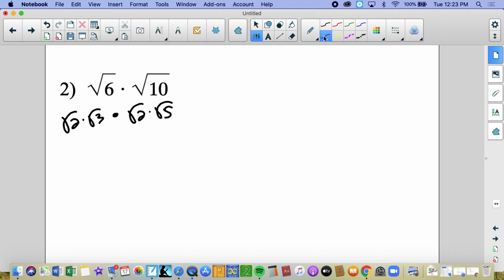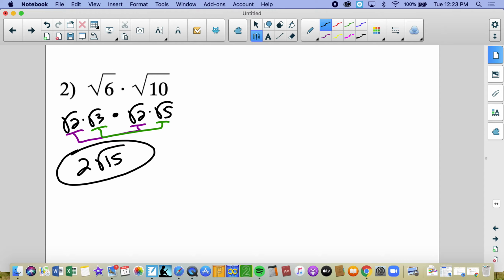We see that both have rad 2. So when we multiply rad 2 times rad 2, we know the 2 is going to come out. Now we're left with rad 3 and rad 5. So that's going to multiply under the same house, and we get rad 15. So that would be the answer. Rad 15 can't be reduced because there's no perfect square as a factor.